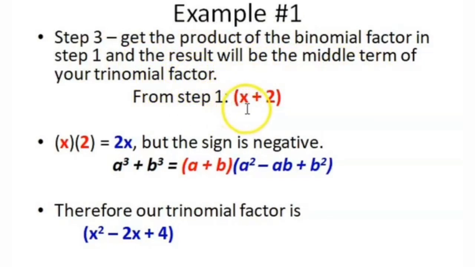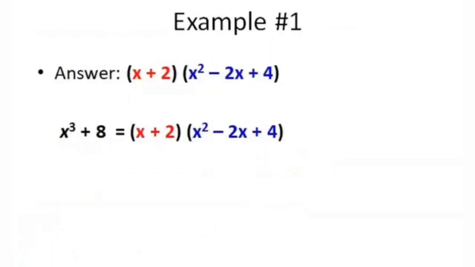So, from our step 1, ito po yung binomial factor natin, x plus 2. So, get the product. We will multiply x to 2. So, x times 2 is equal to 2x. So, this will be our middle term, but the sign is negative. Why? Kung babalikan natin yung special formula ng sum of cubes, ito yon. Yung middle term niya is negative ab. So, therefore, this is negative 2x. Okay? So, this is now our trinomial factor. So, therefore, our final answer is the factor of x cubed plus 8, which is our sum of cubes, is quantity x plus 2 times the quantity x squared minus 2x plus 4.